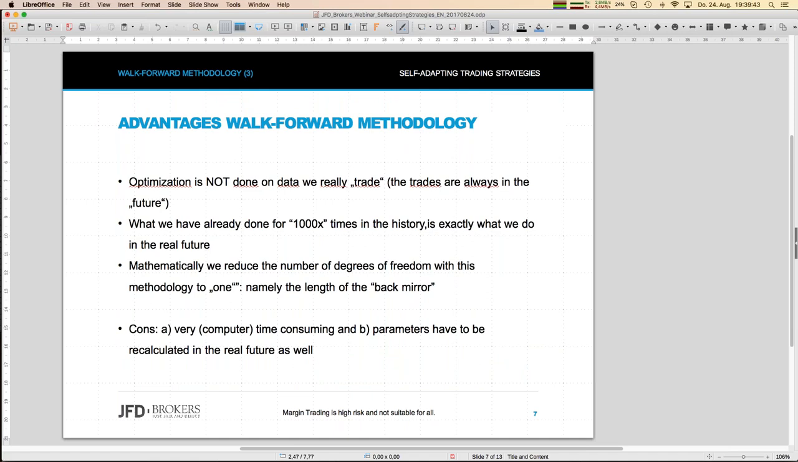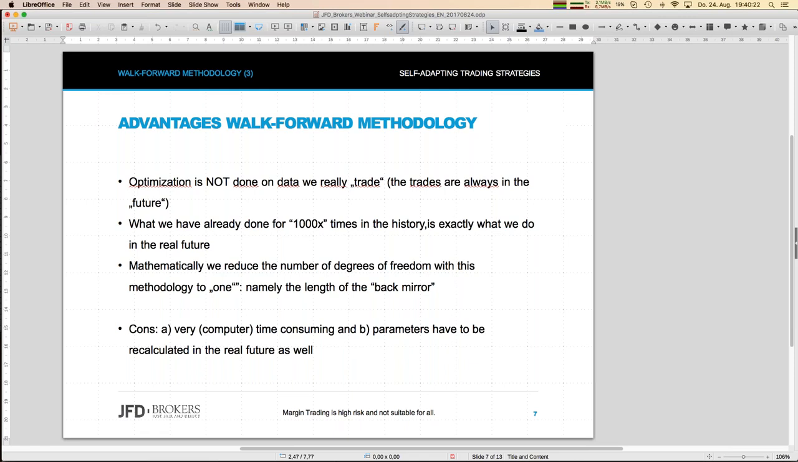Since we don't use the same set of data for the trading and optimization, it has a totally other quality of what we are doing here. It's much more close to what we intend to do from tomorrow onwards, namely optimization and applying a strategy to tomorrow. And we have done that step already thousands of times in the history. So we know what we are doing. We know exactly how it reacts in the past. And that is something very good.